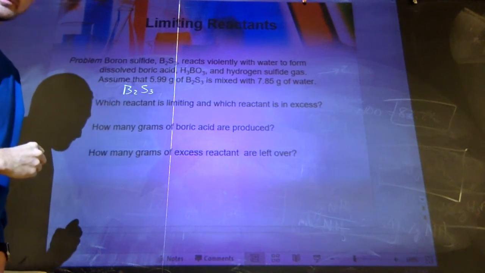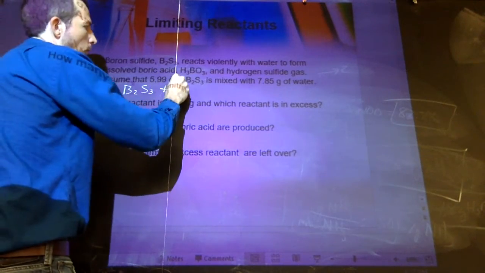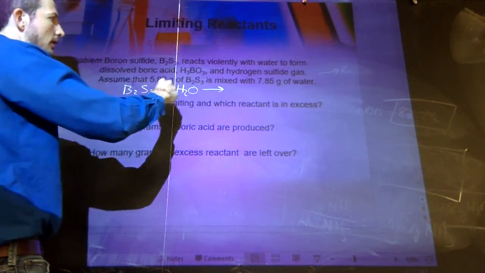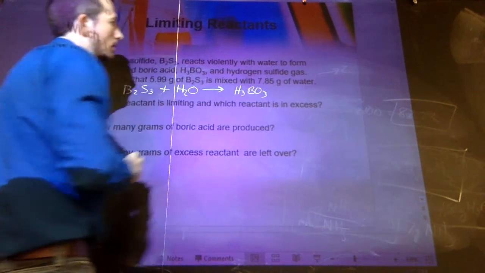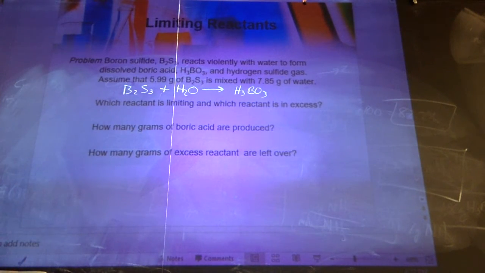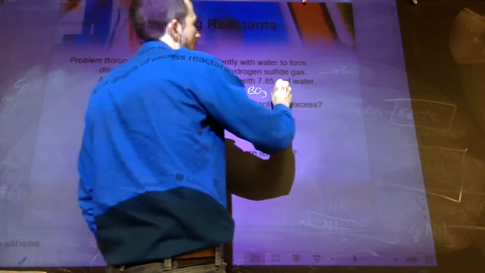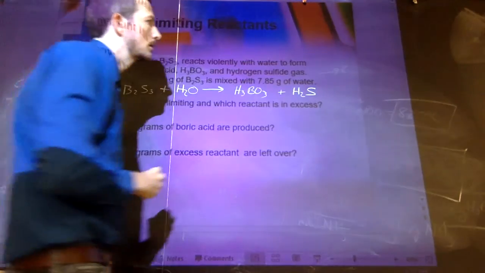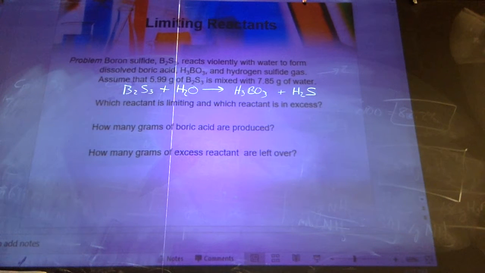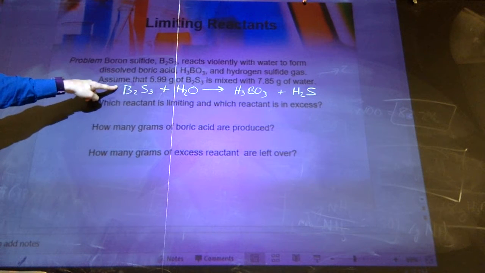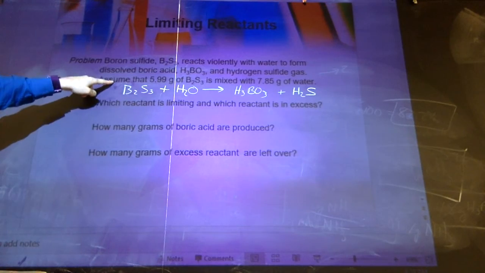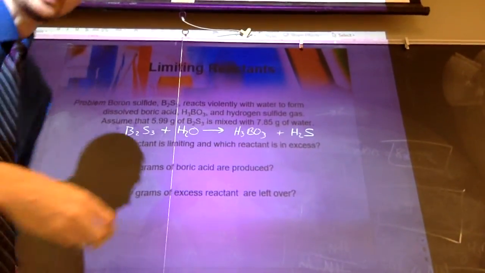First thing I need to do is write my balanced equation. So I'm given that this reaction with water yields dissolved boric acid and hydrogen sulfide gas. Assume that 5.99 grams of B2S3, okay, so I'm going to come forward and see how much of each one that I'd have here. So let's go up here and do this.